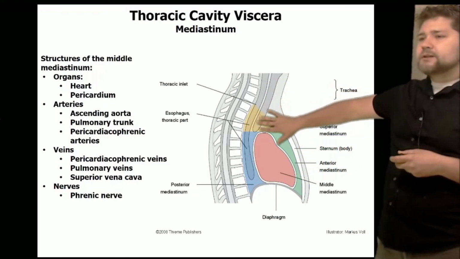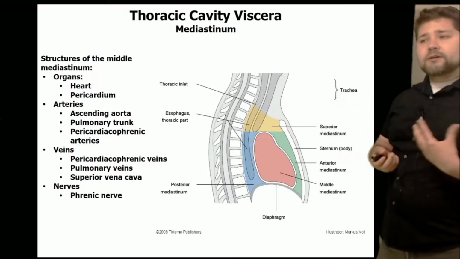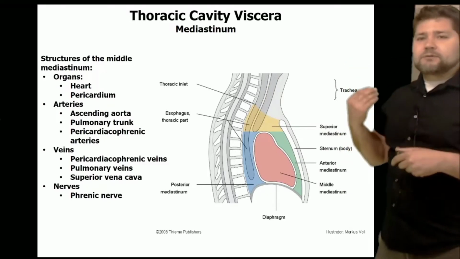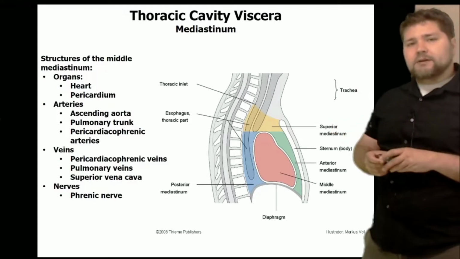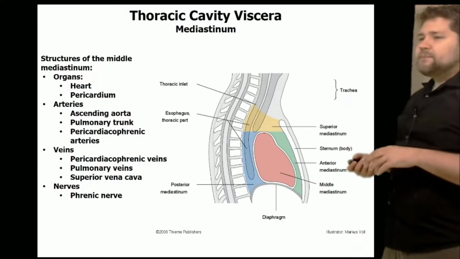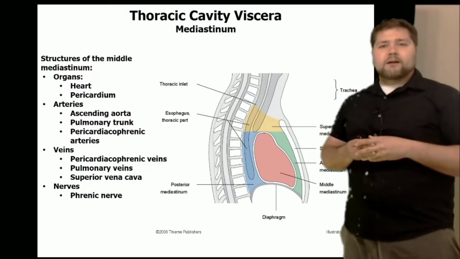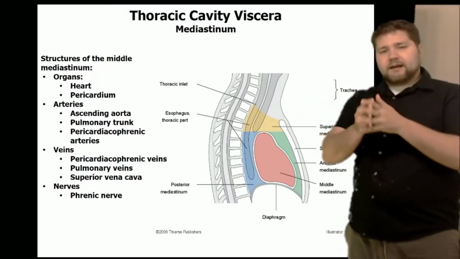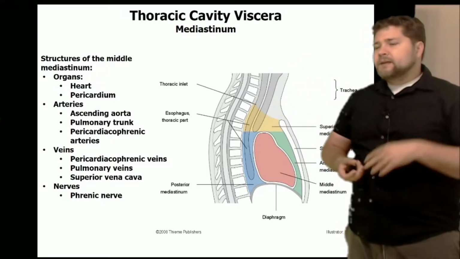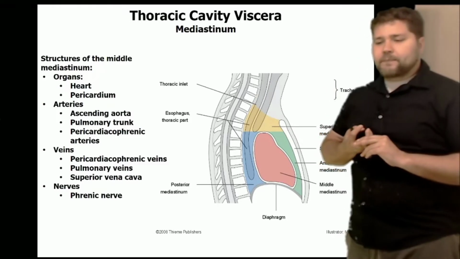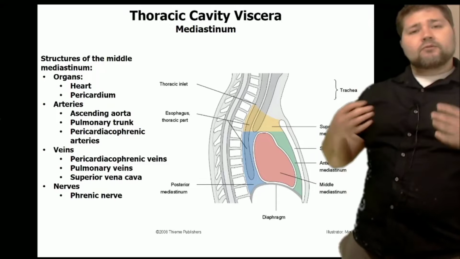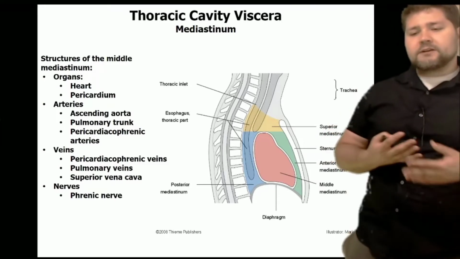As far as arteries go, we classify the ascending aorta, which is just the portion that comes right out of the heart. The pulmonary trunk, same thing, comes right out of the heart. Those are still classified as being part of that middle mediastinum. They're partially involved in that pericardial sac. And then you're also going to get pericardiacophrenic arteries, which are right up against the lateral edges, along the outside of your pericardial sac. So we saw those. They're going to supply blood to our mediastinal parietal pleura, as well as part of our diaphragm.